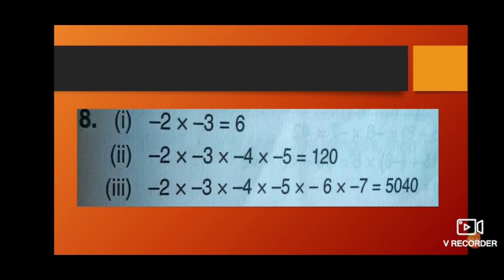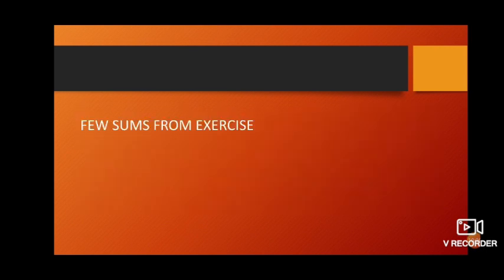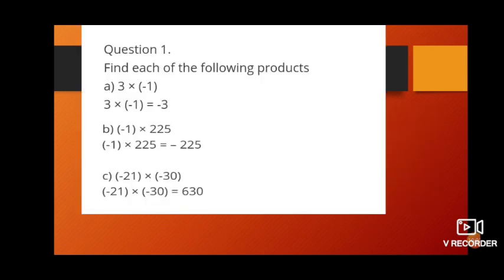If I multiply 12 negative numbers, then 12 is even, so I'll get positive for the sign. Next, a few sums from Exercise 1.3, children. Here we'll see the first one, finding a product. First, 3 into minus 1. So 3 into minus 1 means 3 ones are 3 as it is.